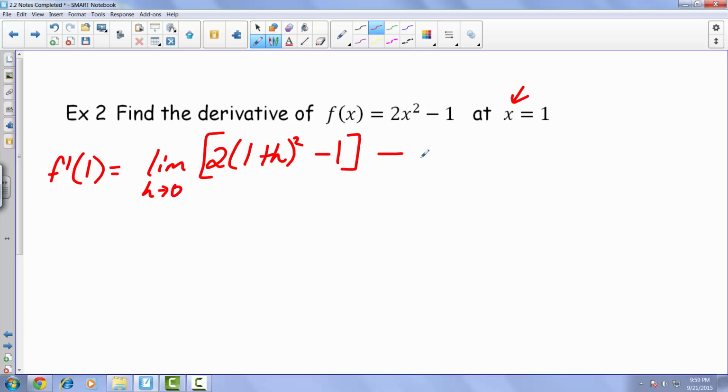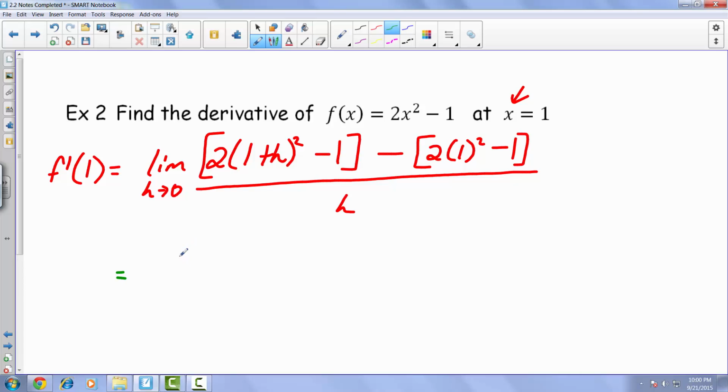Now we're going to have to go ahead and subtract that by our target point's y value. So we have f of 1, or 2 times 1 quantity squared minus 1. Again, just basically throwing 1 into that function and seeing what that y value comes out. And again, this is all over h.